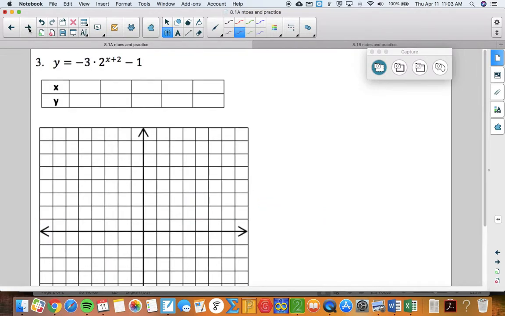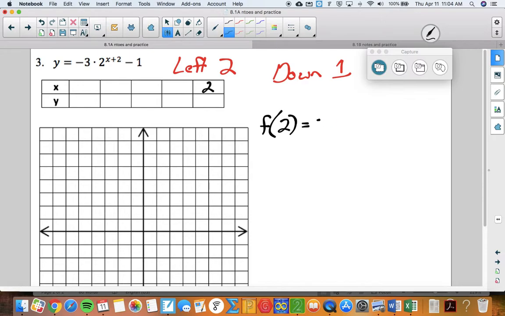Let's try the last one. The shift is going to be left 2 and down 1. And then let's calculate our outputs given our inputs. So let's try 2. Let's see what we get. So we have -3 times 2 to the 2, which is going to be -3 times 4, which is -12. When x is 2, y is -12.